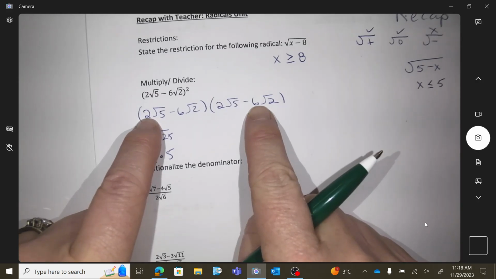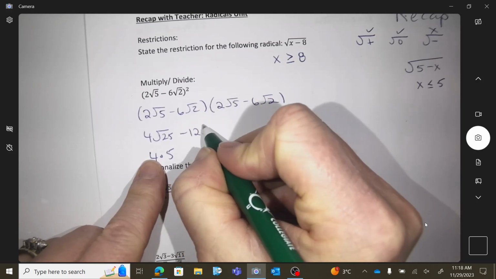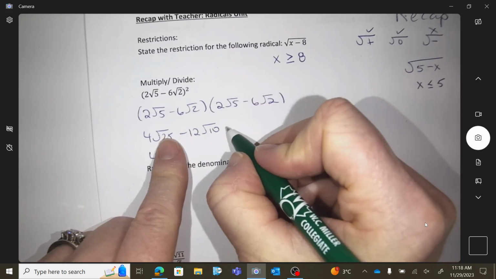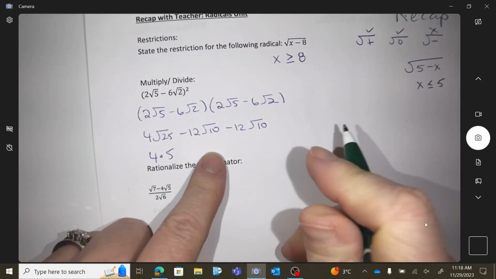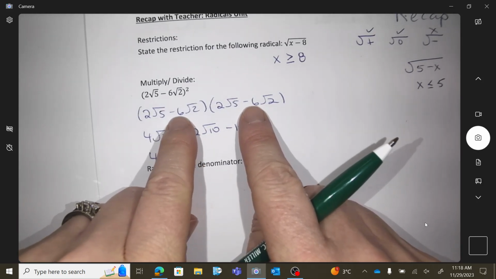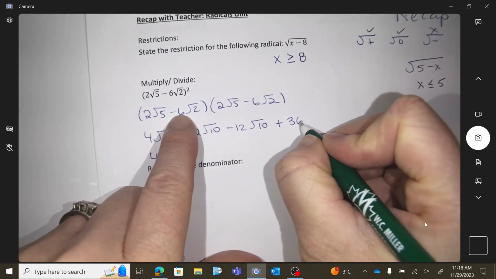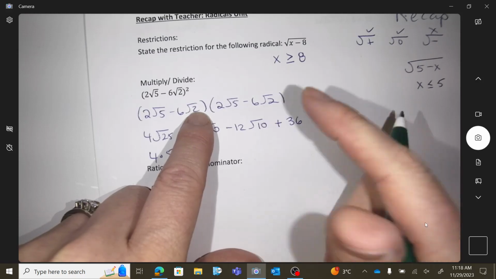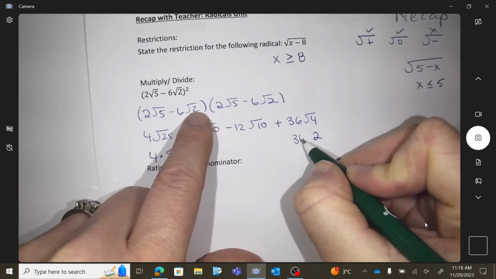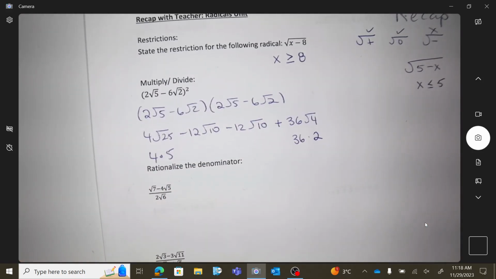Outsides minus 12, radical 10. Insides, same. Last times last, so what's a negative 6? Negative 6, positive 36, radical root 4, which can turn into a 2, or some of you might have just said root 2 is just straight to a 2.